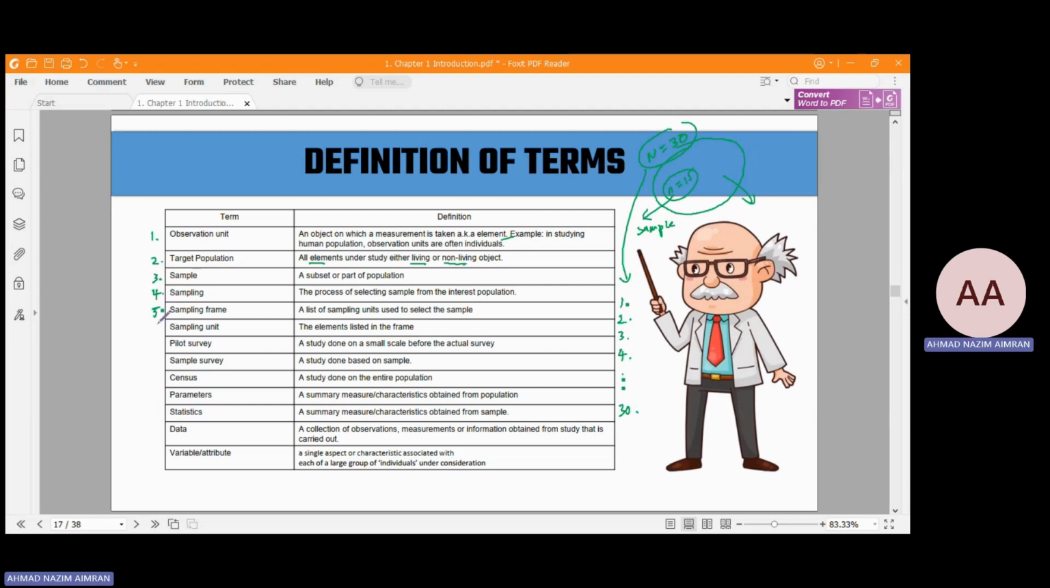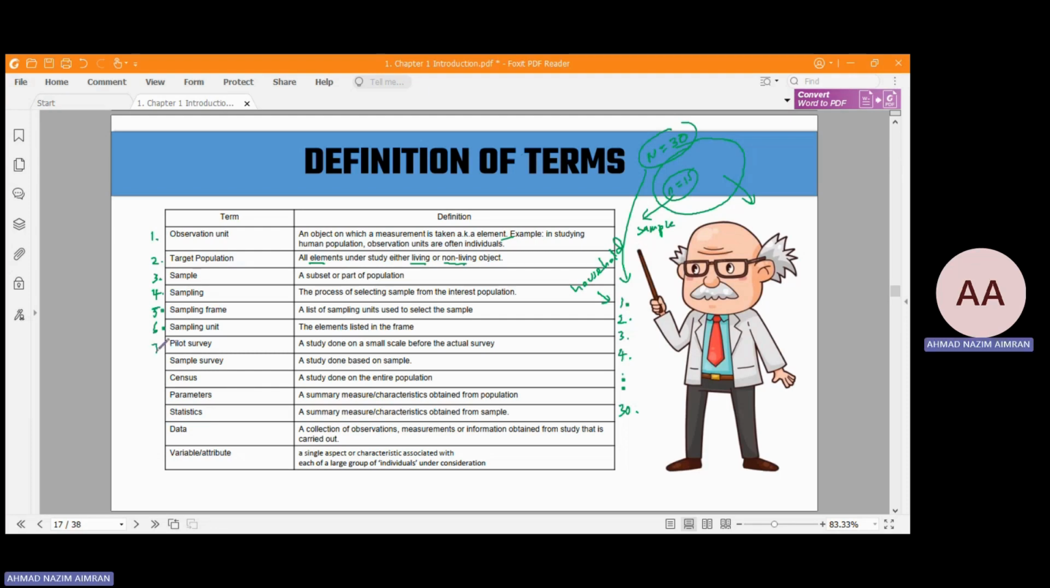The next one is the sampling unit, which is the elements listed in the frame. What is the element listed here? For example, if we would like to study students' performance, the element of our study is the students. On the other hand, if you would like to study household income, the element of the study is the household. It depends on who your sample is and how you randomly select samples from the population. It also depends on the availability of the sampling frame.